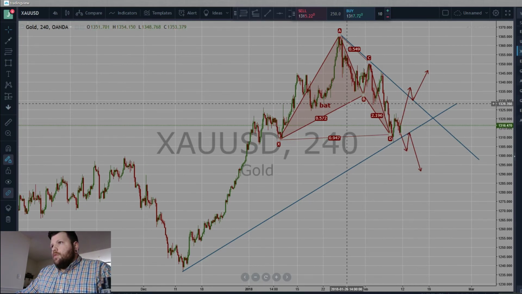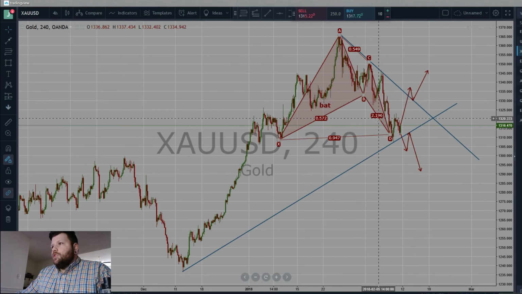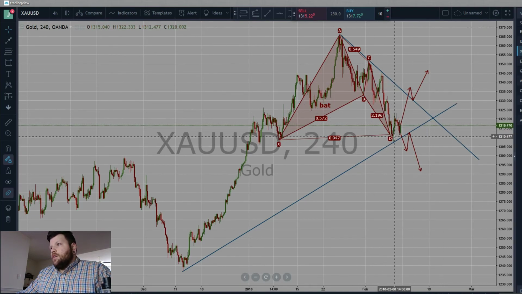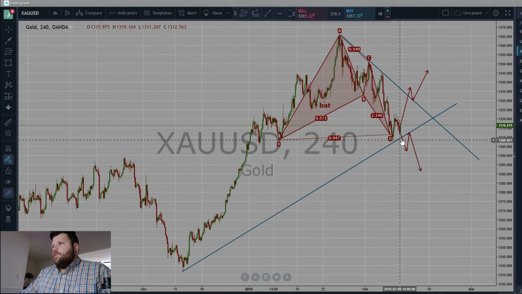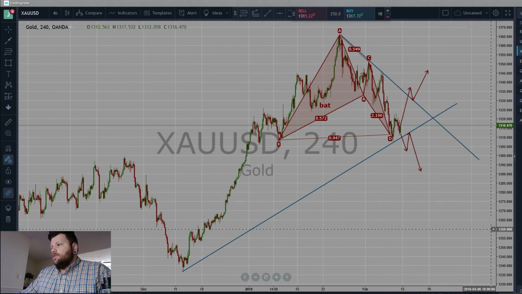So remember, just because you have a harmonic completion does not mean that you will see a reversal in the trend. It is likely, but it's not 100% for sure. So make sure that you're trading what you see, or waiting for confirmation in either direction with this.